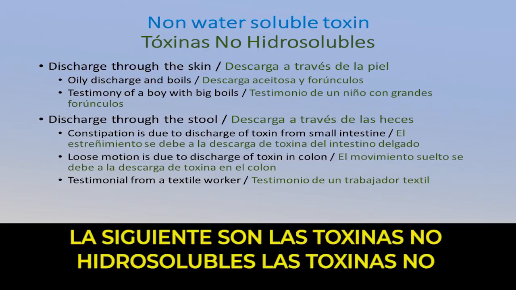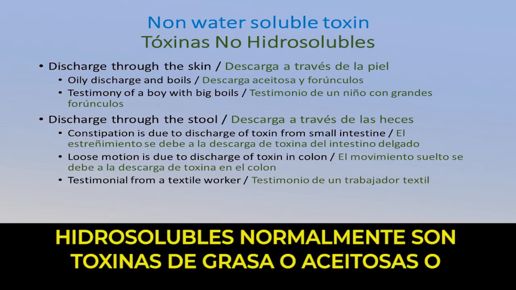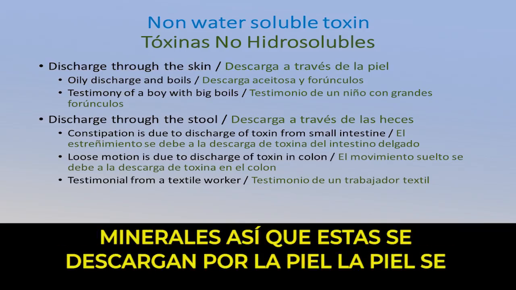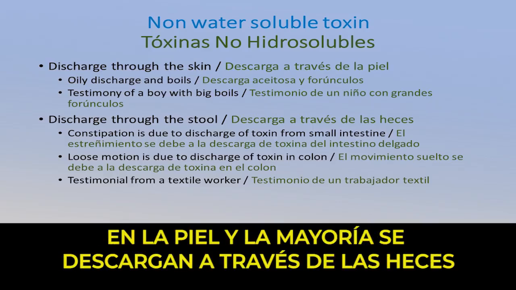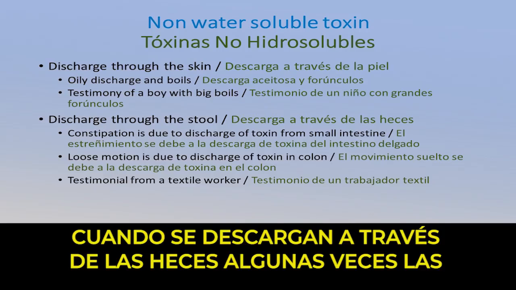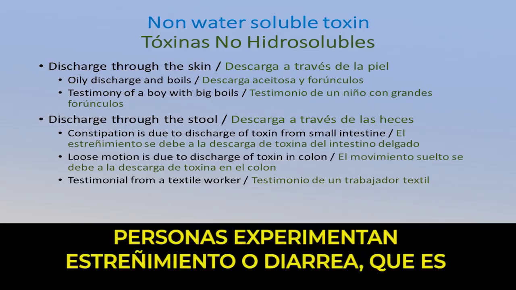Next is the non-water soluble toxin. The non-water soluble toxins are normally oil toxins or sometimes minerals. They discharge through the skin. The skin becomes oily, and sometimes boils and pimples appear on the skin. Most of the things are discharged through the stool. When discharged through the stool, some people experience constipation. Some people experience loose motion.